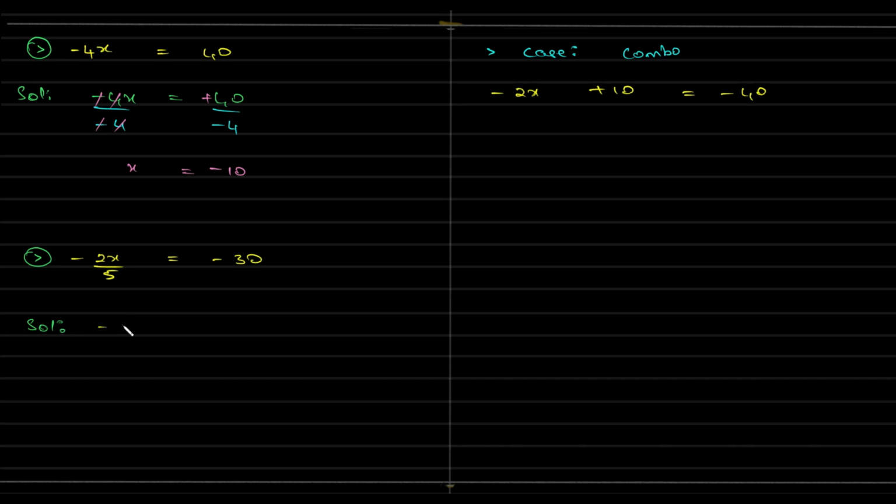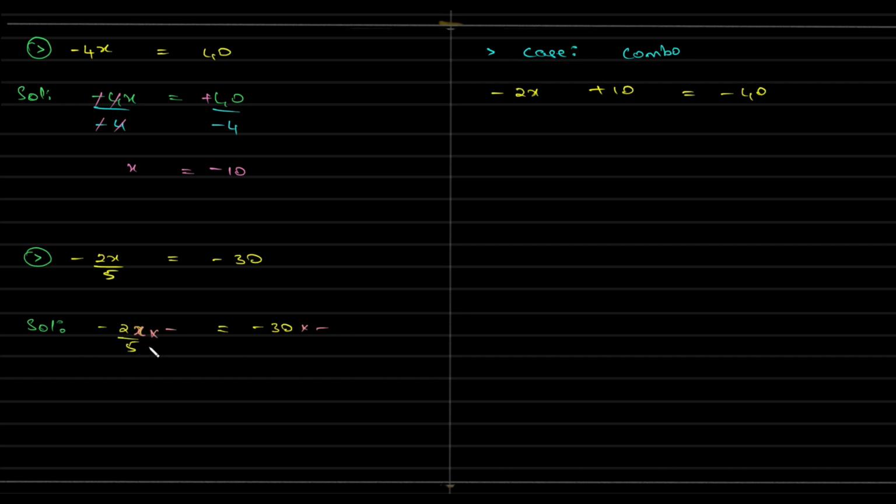We have negative 2x by 5 is equal to minus 30. So this looks a bit complicated. Be smart. It's not that hard. Be smart. Okay, first thing, let's eliminate the negative. So I'll multiply with negative on both the sides.